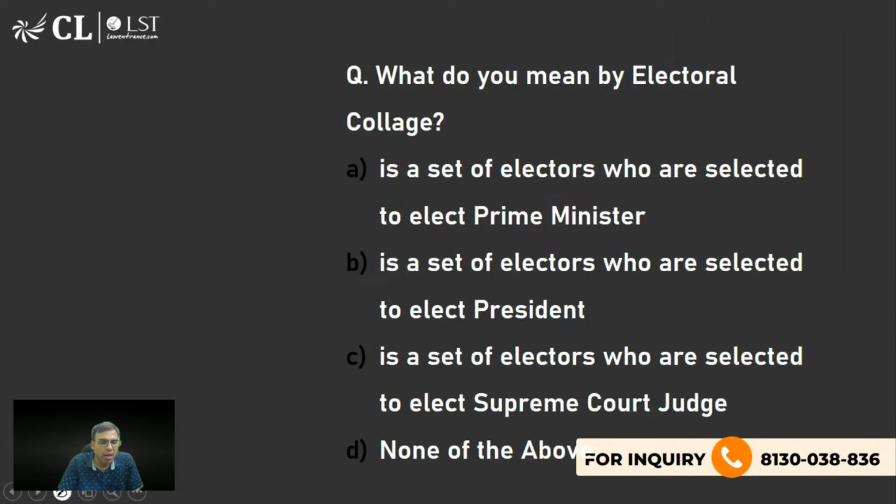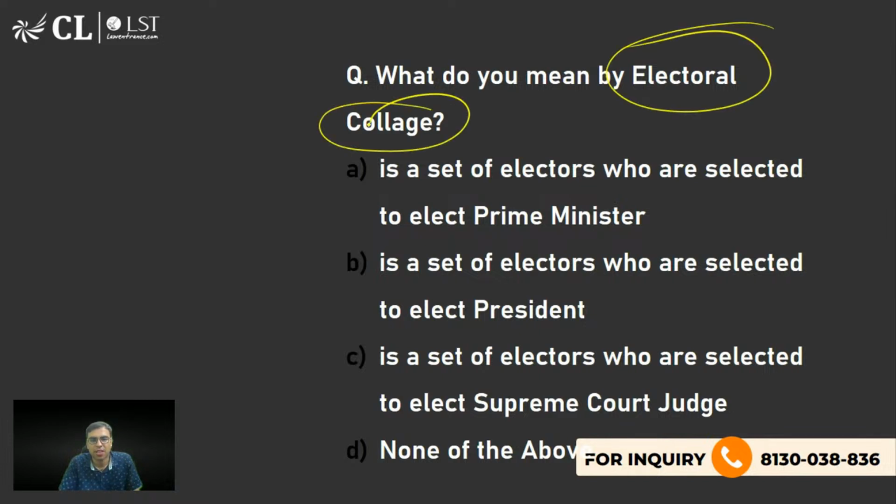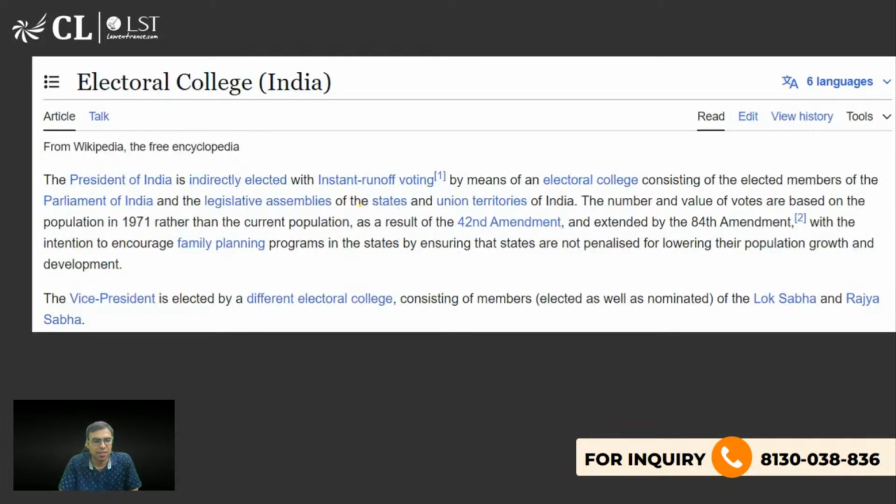What do you mean by electoral college? So what does it mean? It is a set of electors who are selected to elect the president, right? It is for president and vice president. So B is the right answer. No, you will know this, hopefully. Yes, Dharini, Priyanshi, Goel, you're right. So just have an idea. Because president election happens through indirect elections, what we call.